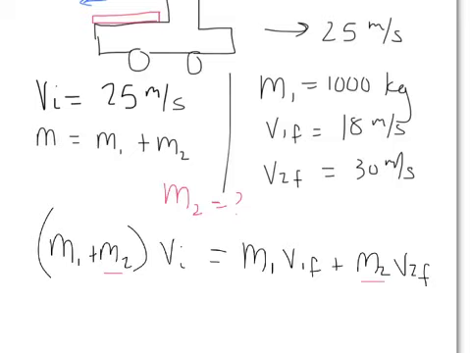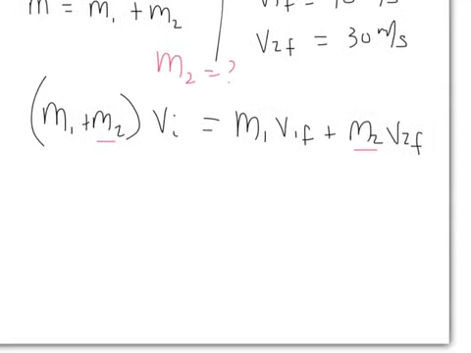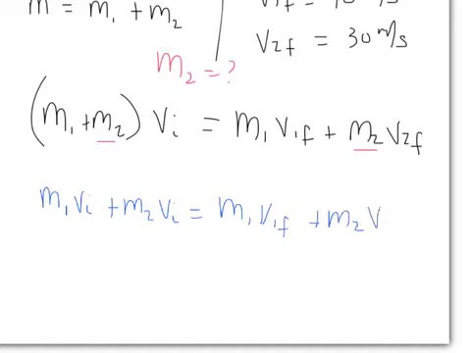So one way to solve this problem is to go ahead and plug in all your numbers and then just simplify it by combining like terms. But we can still solve this algebraically. It's just a little bit messier. The easy way to solve this algebraically is to go ahead and start by distributing the vi over here to each of these two terms, yielding m1 vi plus m2 vi, still equaling m1 v1f plus m2 v2f.